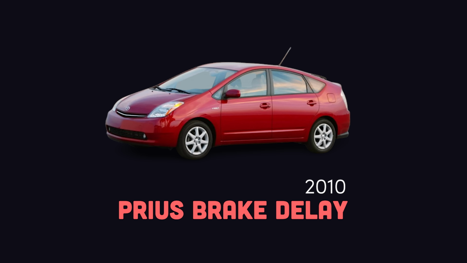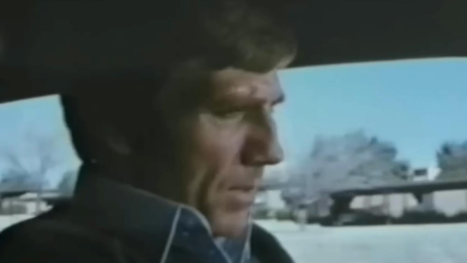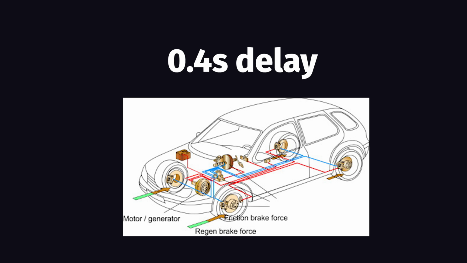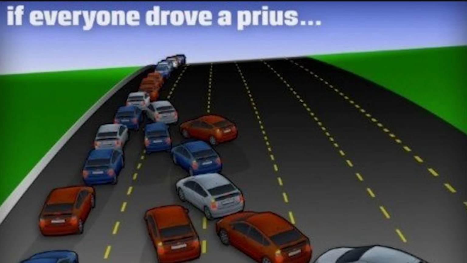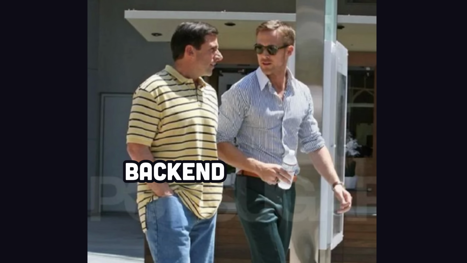Luckily, there was nobody on board, but in 2010, the Toyota Prius put a bunch of people in danger due to a bug in its anti-lock braking system, which would cause momentary delays in braking under certain conditions, like on icy roads or potholes. There's something wrong with the brakes. The computer created a 0.4-second delay, switching from regenerative braking to friction braking, and this resulted in a recall of 400,000 vehicles, which was a beautiful thing because it meant there weren't as many Prius drivers driving slow in the fast lane.